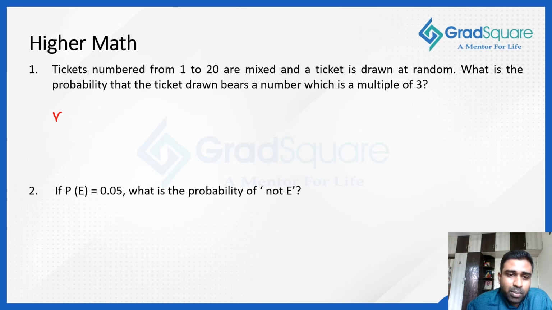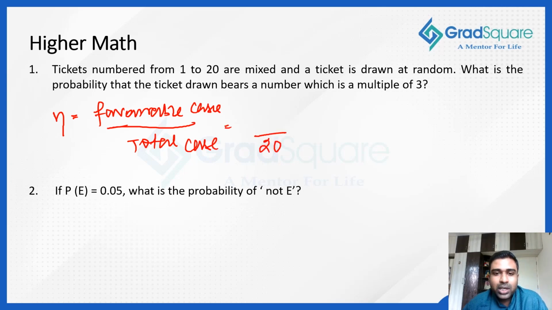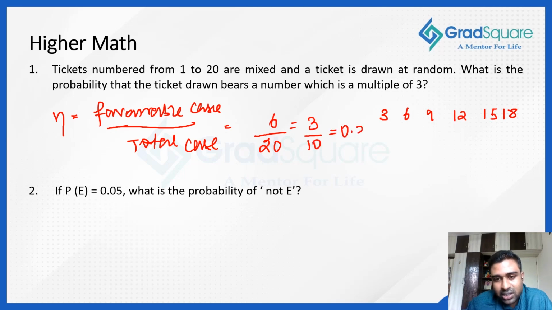So generally probability is nothing but favorable cases divided by total cases. Here the total cases are 1 to 20, so there are 20 in number, and what is being asked, multiple of 3. Multiples of 3 from 1 to 20 are 3, 6, 9, 12, 15 and 18, which are 6 in number. So number of favorable cases is 6. Simplifying, 3 by 10, which is 0.3, is your answer.